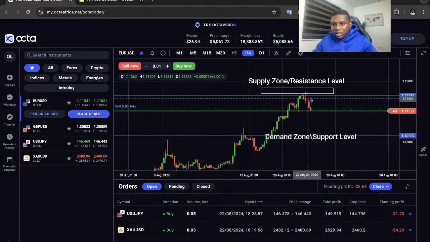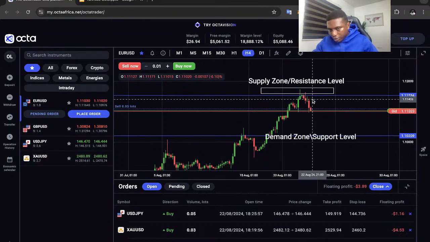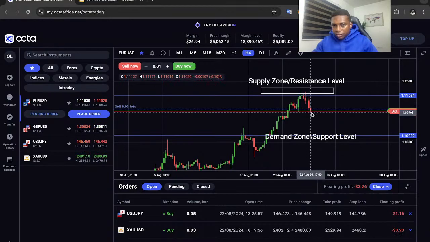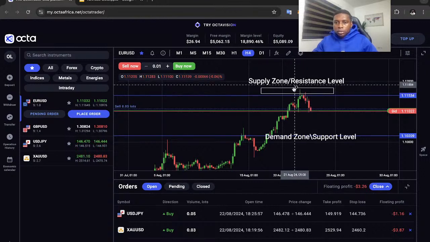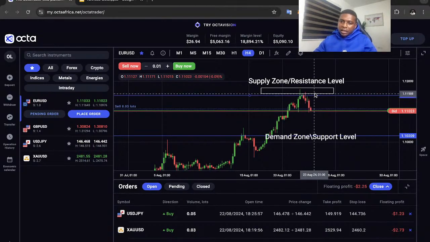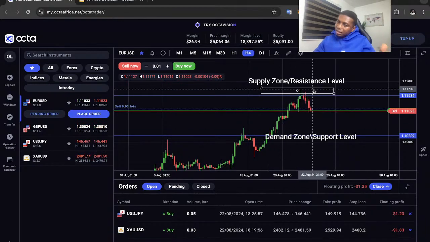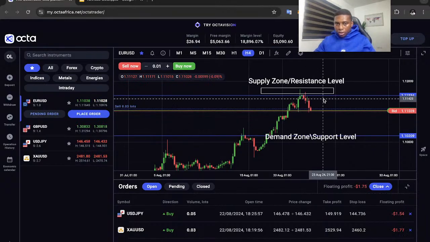EURUSD is at a resistance zone, at the supply zone, right? So what you expect at a supply zone is a sell off, right? That is what we are seeing here. This is at a zone where price had previously gotten to historically and severally moved back. So what you expect as a price action trader is that when price gets to that same level, there's a higher chance that it's going to move back, and that's what is playing out here.